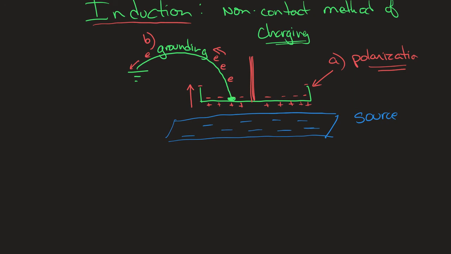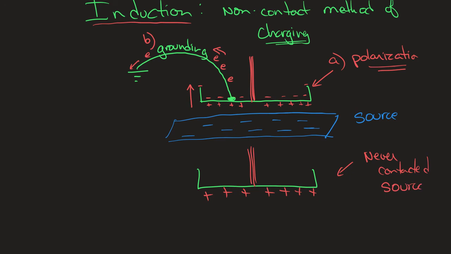The net result of this metal plate, after you have touched the top surface, is that it now has a net positive charge. But notice it never directly touched the source. It was actually a process of grounding that changed the charges. So we never contacted the source. And furthermore, do you notice that it's the opposite charge of the source? And those are 2 key features of the result of induction.